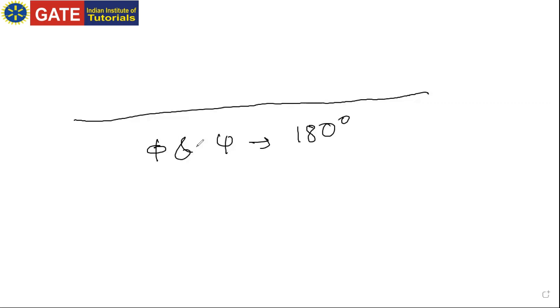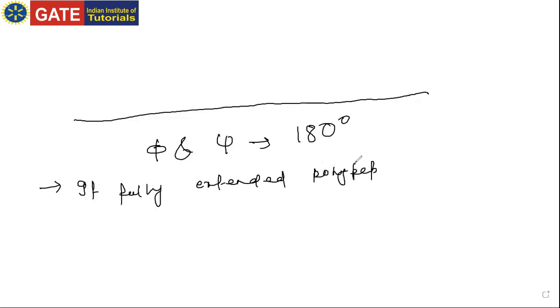If fully extended, you can write here: in a fully extended polypeptide, this and this are 180. And one more thing I want to discuss, omega. What about omega? We already discussed, this is omega actually.